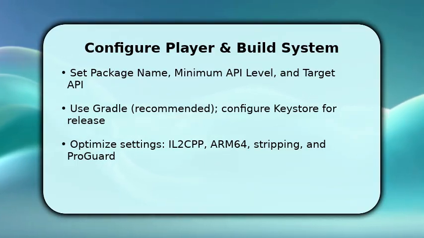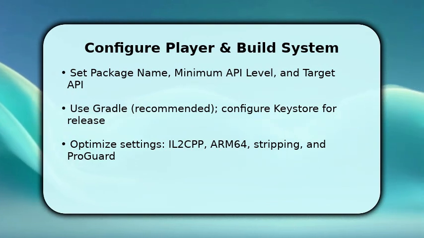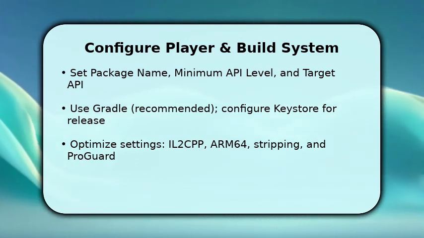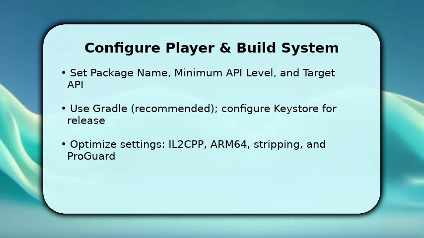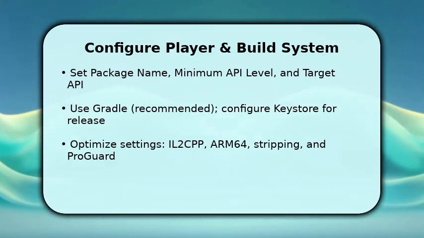For release builds, create or assign a keystore and secure passwords so the APK is signed. Also optimize. Select IL2CPP if needed, include ARM64. Enable managed code stripping and ProGuard/R8 to reduce size and improve performance before you build.